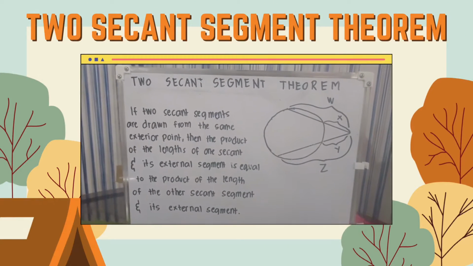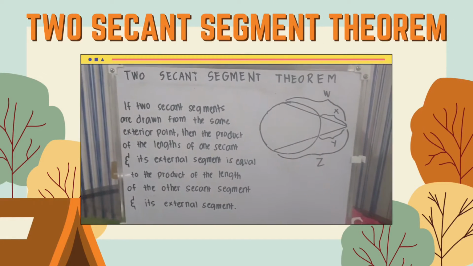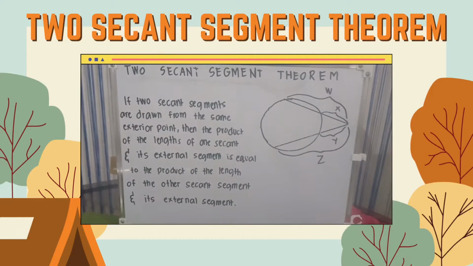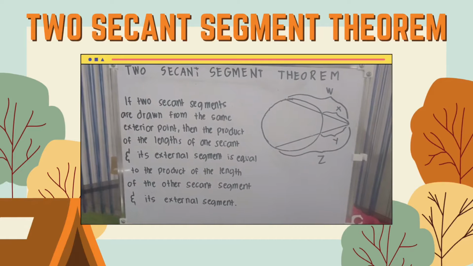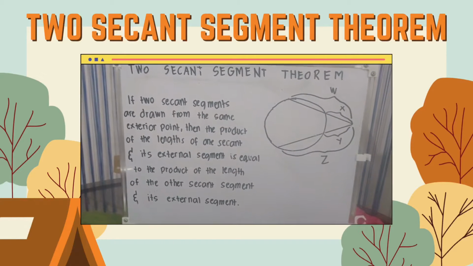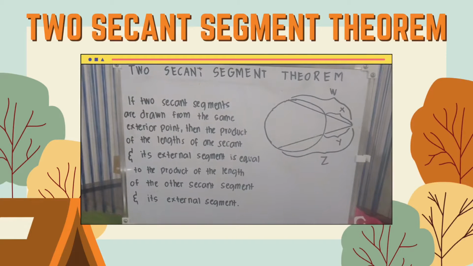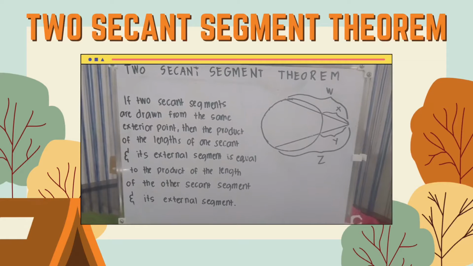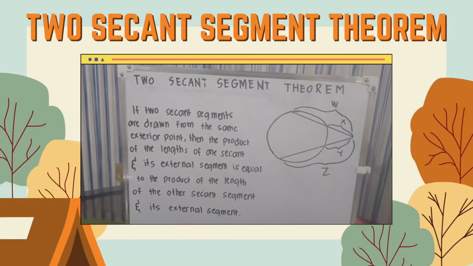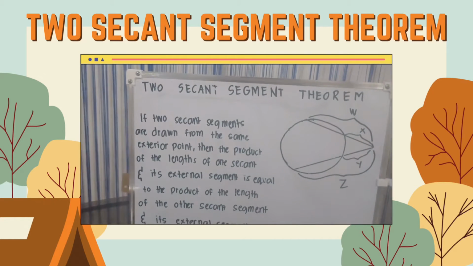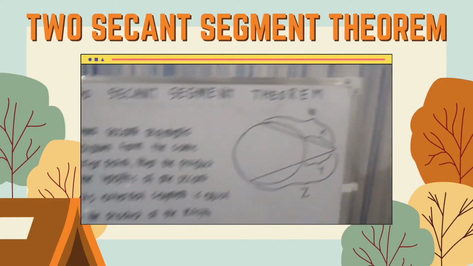Two-secant segment theorem. It is stated that if two secant segments are drawn from the same exterior point, then the product of the lengths of one secant and its external segment is equal to the product of the length of the other secant segment and its external segment. To better understand, let's have this illustration.